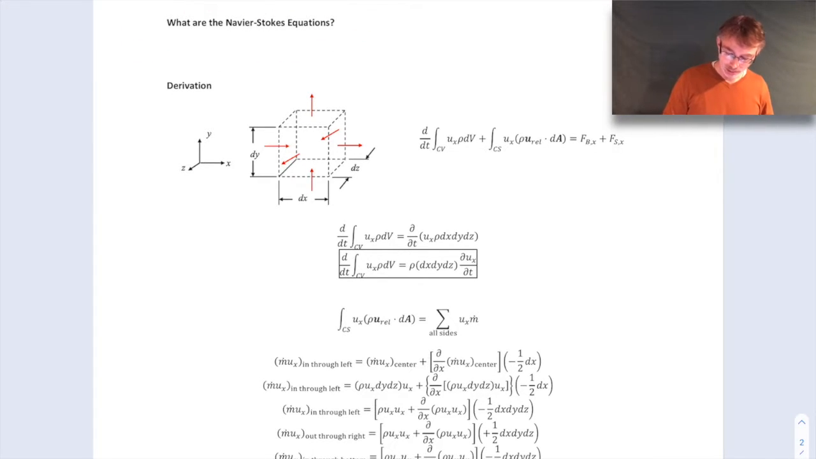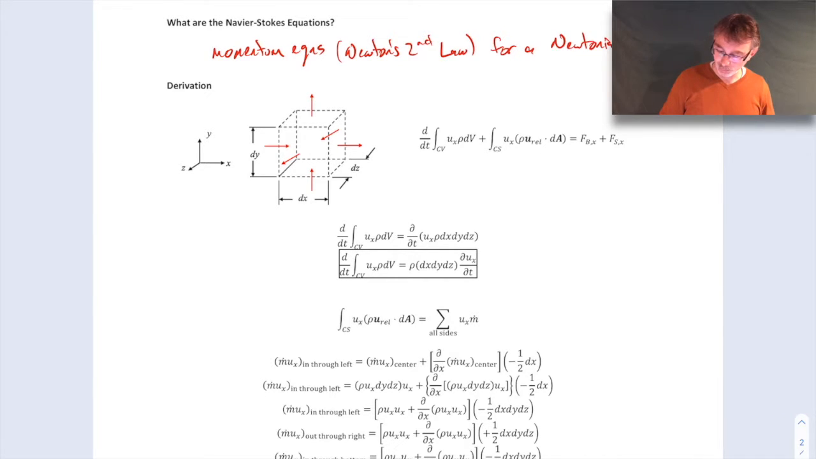They're really just the momentum equations, or just Newton's second law, for a Newtonian fluid. Specifically a Newtonian fluid, one where the shear stress is proportional to the velocity gradient, right? So that air and water are examples of Newtonian fluids. And by momentum equations, what I mean by that is just the linear momentum equation applied to a very small control volume.